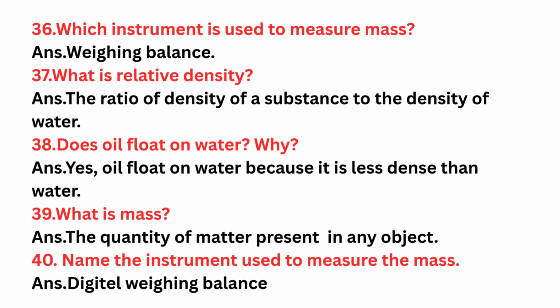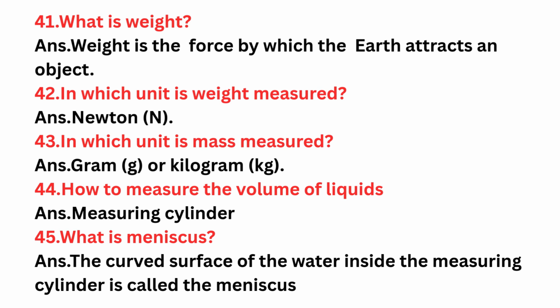Question number 38, does oil float on water? Why? Answer, yes, oil floats on water because it is less dense than water. Question number 39, what is mass? Answer, the quantity of matter present in any object is called mass. Question number 40, name the instrument used to measure the mass. Answer, digital weighing balance.